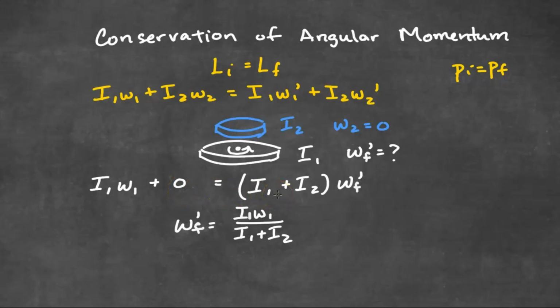This is equal to, once you drop the blue disk onto the white rotating platform, their combined rotational inertia, which is going to be I1 plus I2 times omega f prime. Omega f prime here is going to be their angular velocity. To find the angular velocity, we're going to divide I1 plus I2 on both sides, and we get that the angular velocity, once the top disk is dropped onto the bottom rotating platform, is equal to I1 omega 1 divided by I1 plus I2.